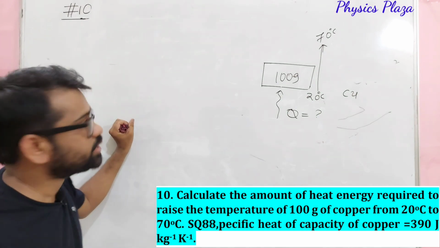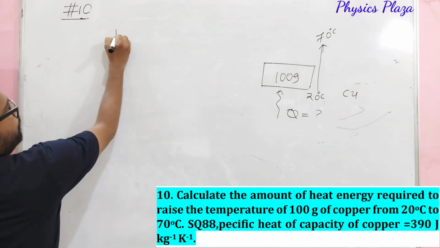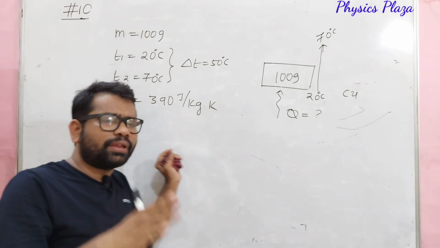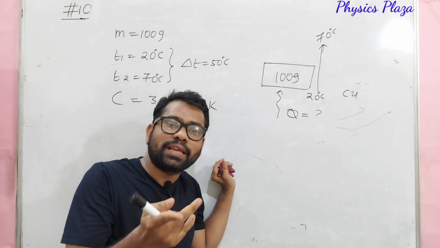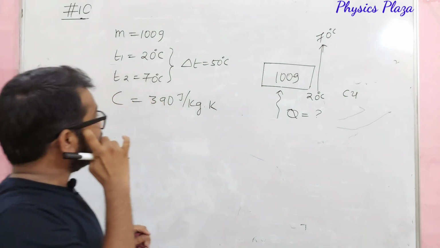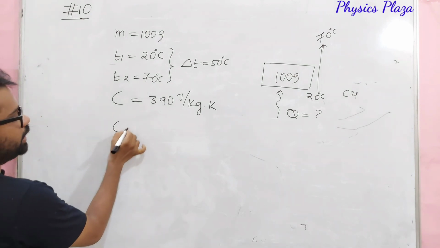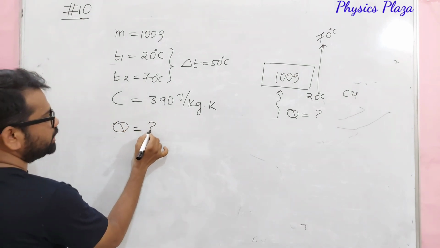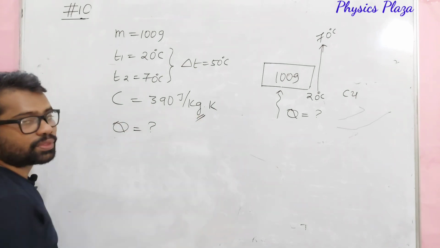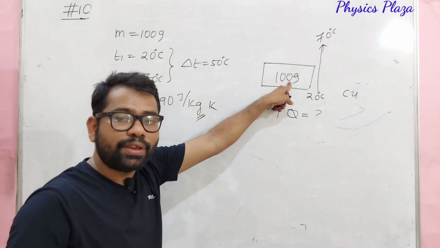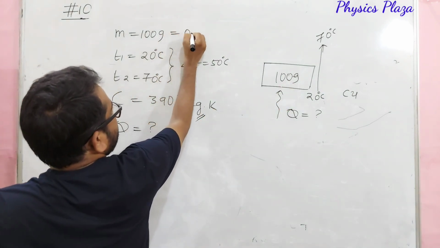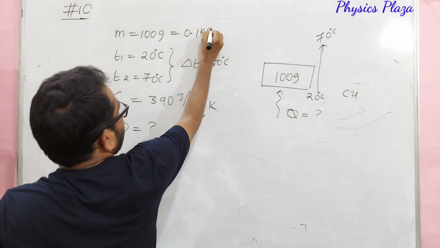So let us write the data first, dear children. What is given here? Mass is given as 100 grams, and temperature change in kelvin or degrees Celsius, anything is okay. Why? Because the rise in temperature on the Kelvin scale is equal to the rise in temperature on the Celsius scale. Now we have to calculate the Q value. But here one important thing we have to notice: the specific heat capacity value is given per kg, but the mass is given in grams. So we have to convert grams into kg.